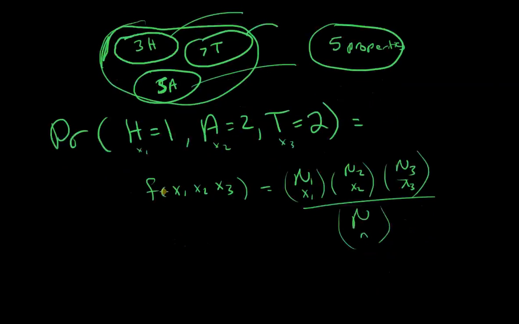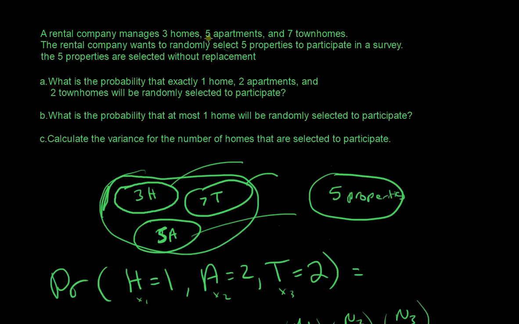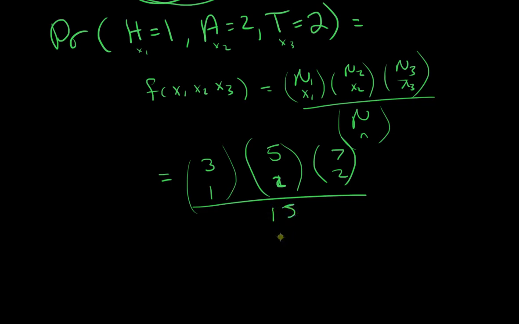Okay. So let's use it. In this case, n1, the number of homes, is 5, and we are choosing one of them, right? The number of apartments is, how many apartments? Oh, sorry. Number of homes, how many homes do we have? 3, sorry. 3 homes. Let me erase that. So n1 is 3. Alright, the number of apartments is 5. There's 5 apartments. And we are choosing 2 apartments. Okay, and the number of townhomes is 7. 7 townhomes. And we are choosing 2 of them. All divided by capital N, which is the total number of properties that they manage. So they manage, let's see, 15 different properties. So that's 3 plus 5 plus 7 is 15. And little n is our sample size, 15 choose 5.